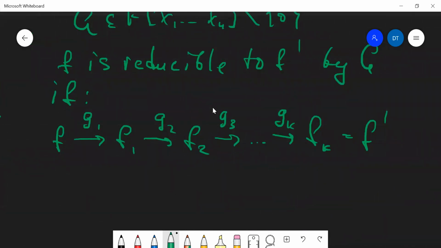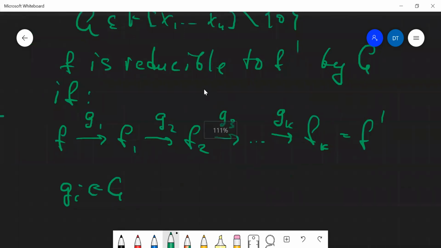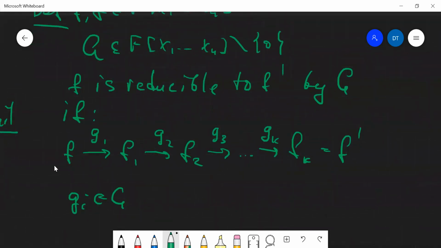So here, the elements gi are polynomials from G. Again, I will say that f is reducible to f prime by G, or with respect to G, or via G. These are all the same terms. So it's reducible to f prime by G if there exists a finite number of steps such that I can get f prime from f using elementary reductions by some polynomials of G.